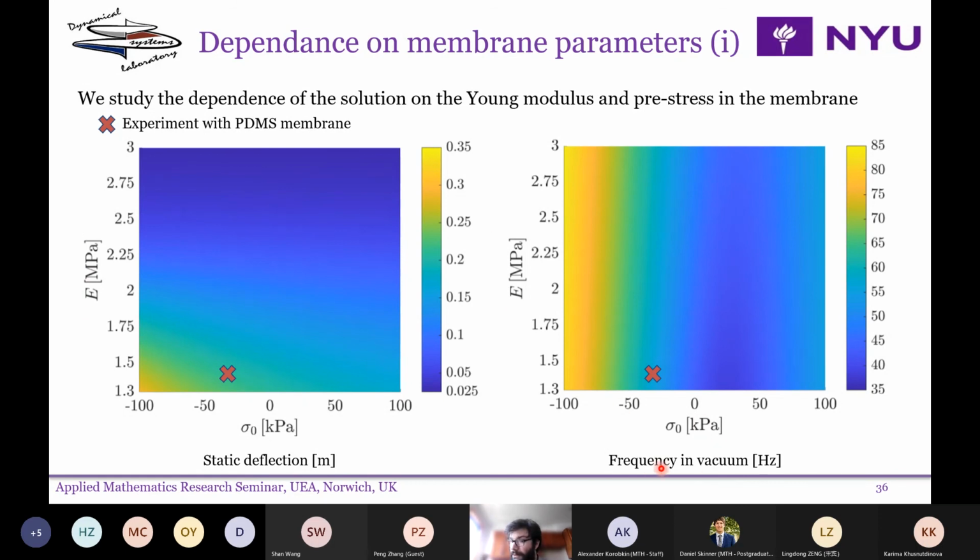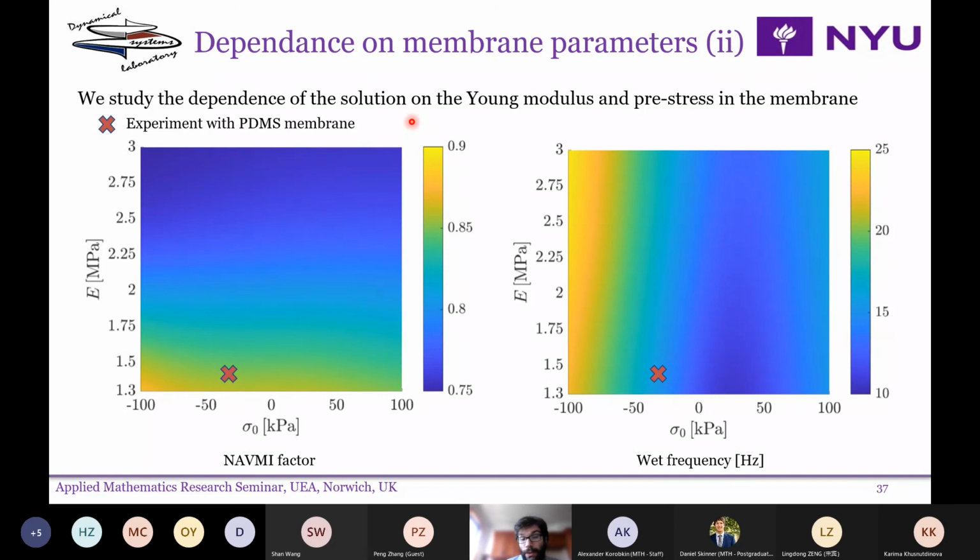Whereas it's exactly the opposite for the frequency in vacuum, where we have a much higher dependence on the pre-stress than on the Young modulus. Then we also find the dependence of the NRB factor on these parameters, and you see that, similar to the static deflection, the NRB factor depends mostly on the Young modulus. So it means that the static deflection is a much more important component than the frequency in vacuum in determining the NRB factor.